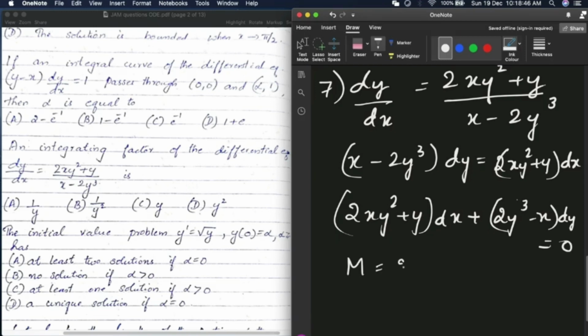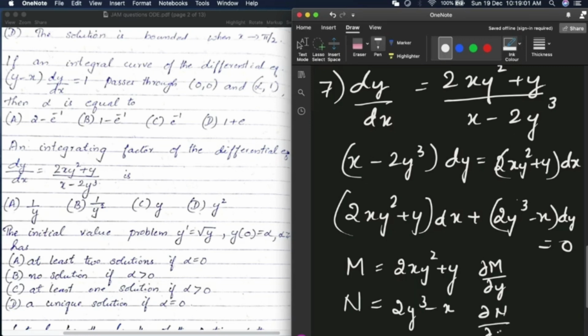Is it an exact differential equation? Definitely it would not have been, because the integrating factor is what is asked, and the options are also given. So definitely it is not. Dou m by dou y and dou n by dou x, anyway you will have to find, because in order to find the integrating factor also you need this expression.